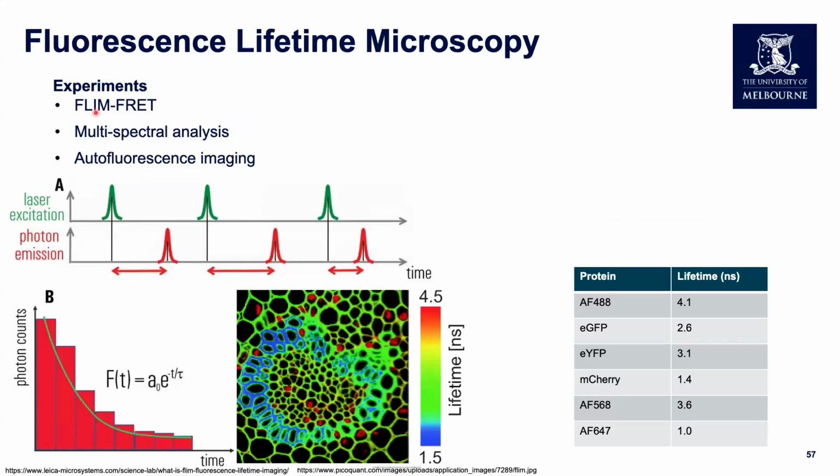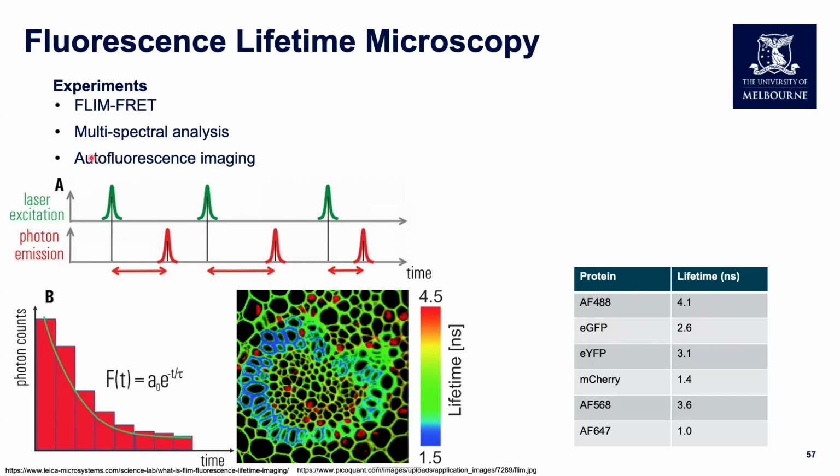So as I say, some of the key experiments here are FRET-based experiments. So we can do what's called FLIM-FRET and really separate out the FRET really nicely using fluorescence lifetime. It also allows us to do multispectral analysis. So again, if we had dyes that potentially spectrally overlapped, so if we look over here in the table, we can see Alexafluor 488 and enhanced GFP. Well, they're spectrally very, very similar, but have very, very different fluorescence lifetime. So actually that allows us to separate out a sample with those two different stains on them.